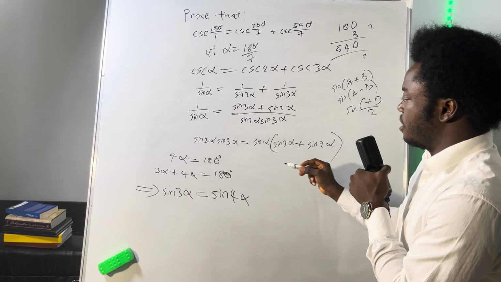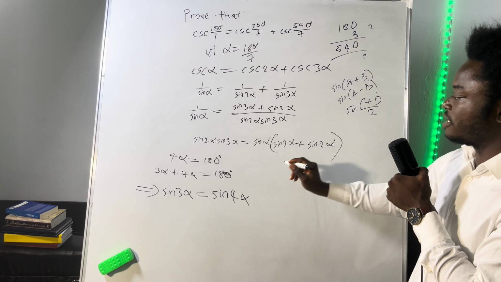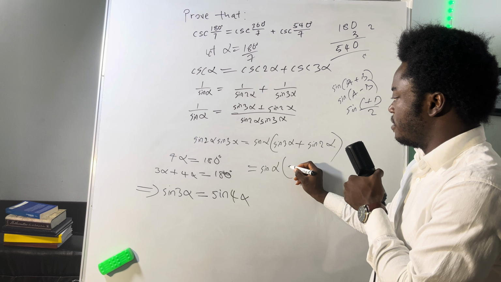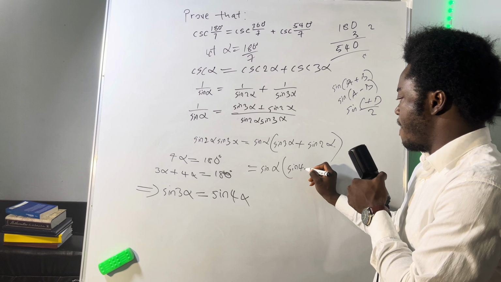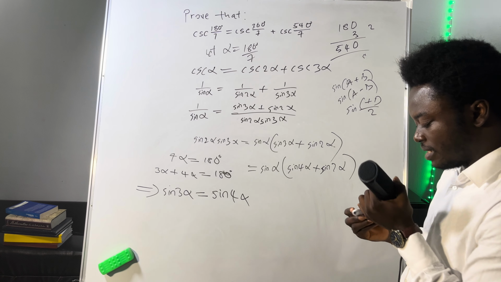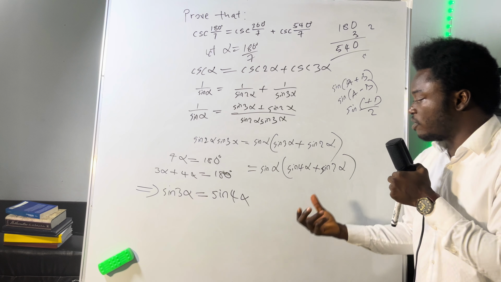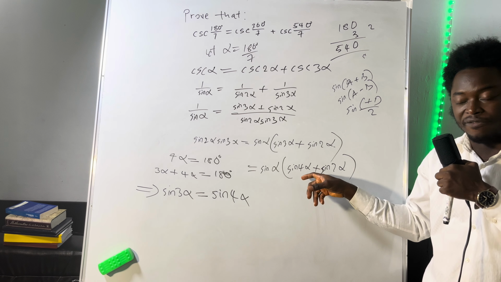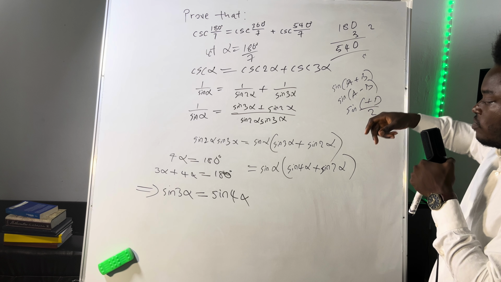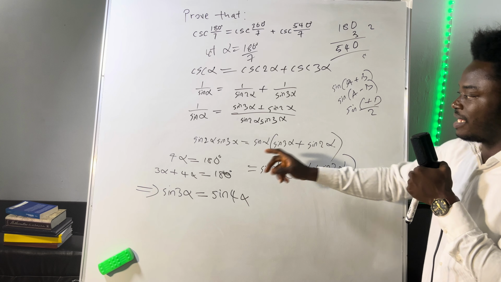So this is our equation here: sine alpha, sine 3 alpha, cos alpha. This is going to equal sine alpha times sine 4 alpha plus sine 2 alpha. Notice that if we try to convert this part into a product, it becomes easy, because for sine 4 alpha, when you do a plus b over 2, you do 4 alpha plus 2 alpha, which is 6 alpha over 2, you get 3 alpha.